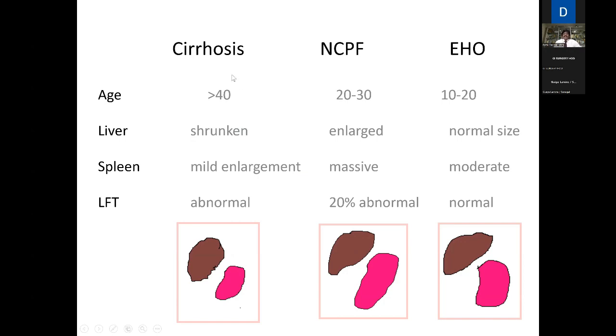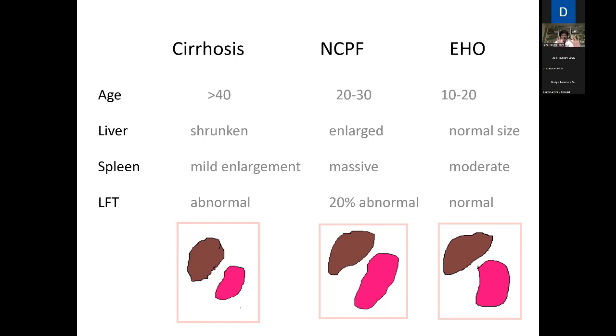In cirrhosis, strangely, the liver is shrunken, as you know, so the liver is not palpable. Age is above 40. They may have a history of alcohol or history of jaundice, B or C virus, and presently non-alcoholic steatohepatitis, and their spleens are slightly enlarged. It's believed that whatever cirrhotic or fibrotic process involves the liver will involve the spleen also. They do not have massive splenomegaly. Cirrhotics have a non-palpable, shrunken liver, the spleen is just about palpable, and the liver functions are abnormal.